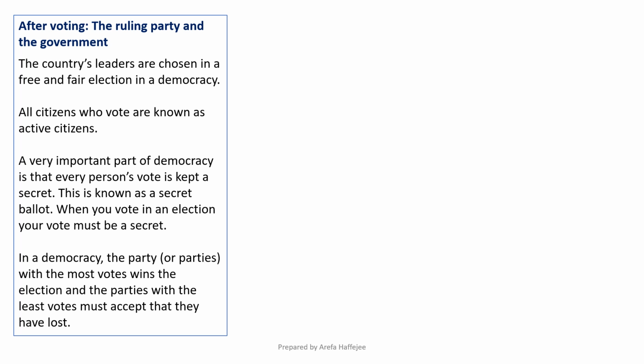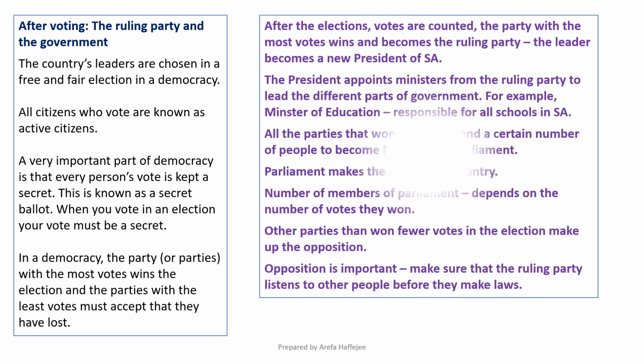Now, in a democracy the party that has the most votes basically wins the election. After the elections, the votes are counted. The party with the most votes wins and they become the ruling party. And the leader of that party becomes the new president of South Africa.